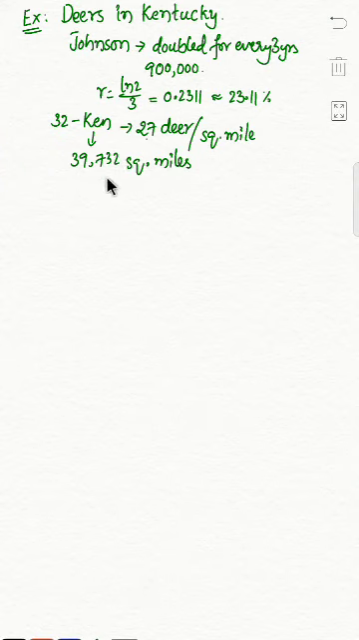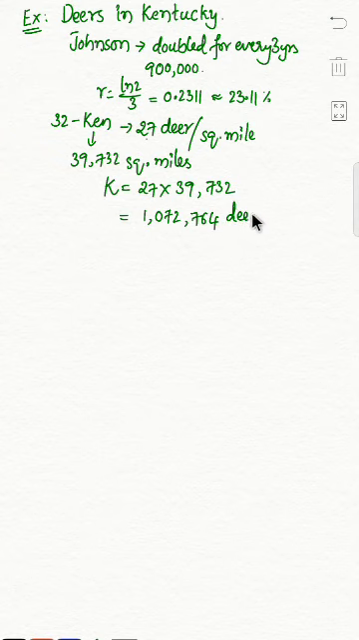The carrying capacity of the Kentucky state deer population is 27 times 39,732, which is 1,072,764 deer. Now this is the data they have given.